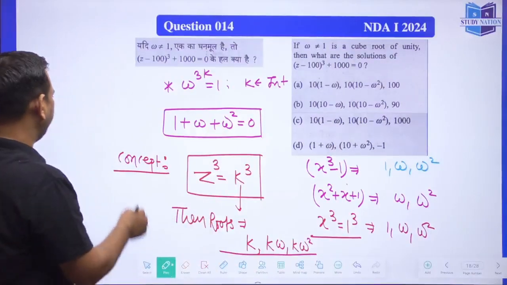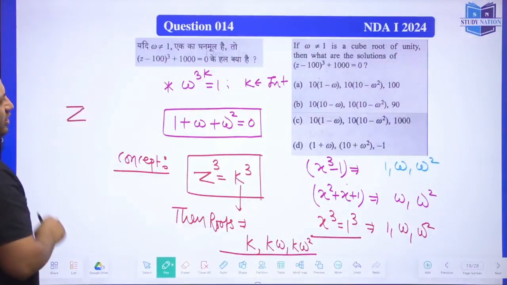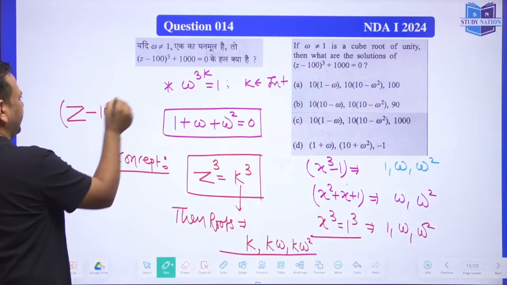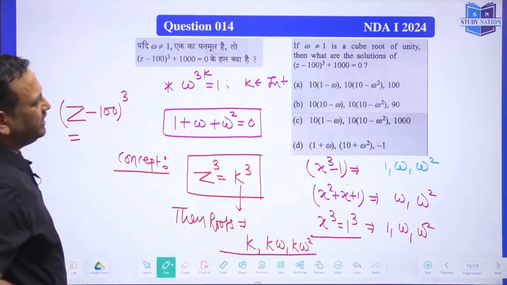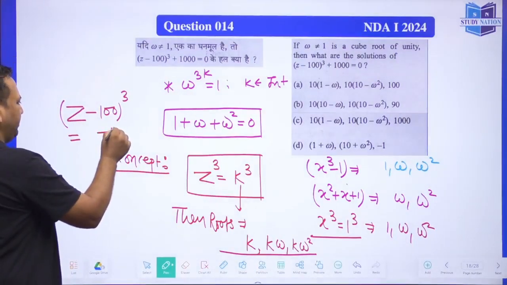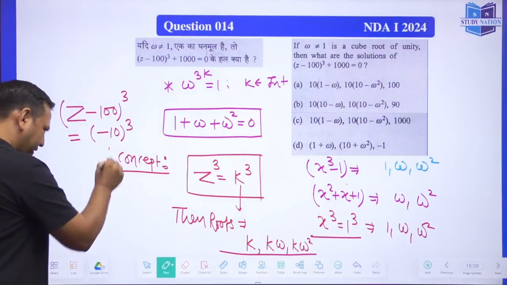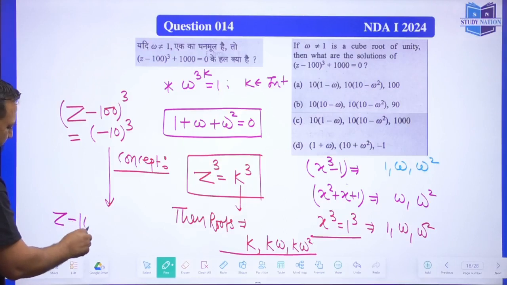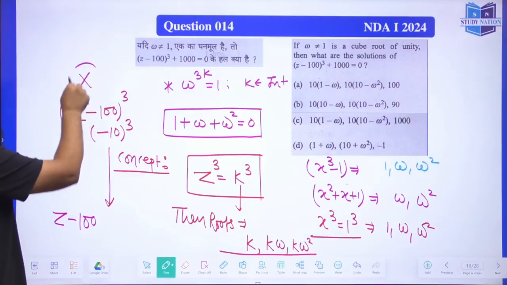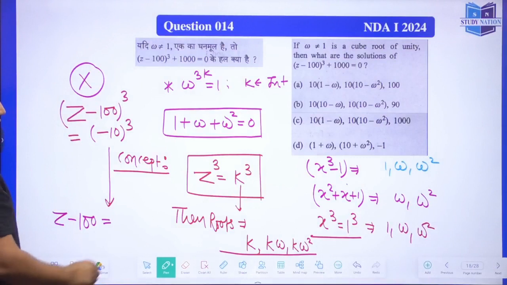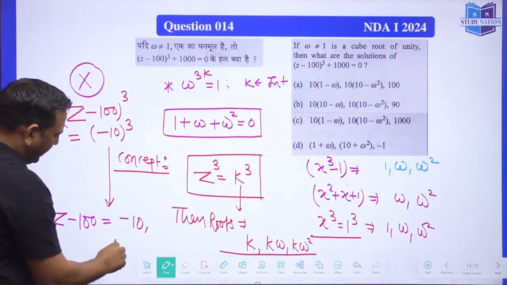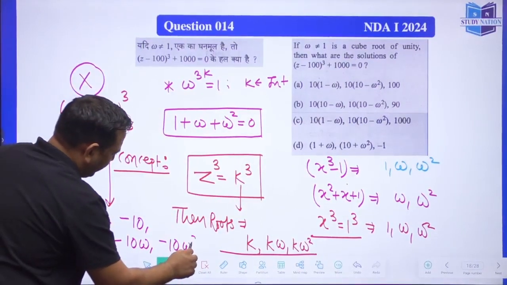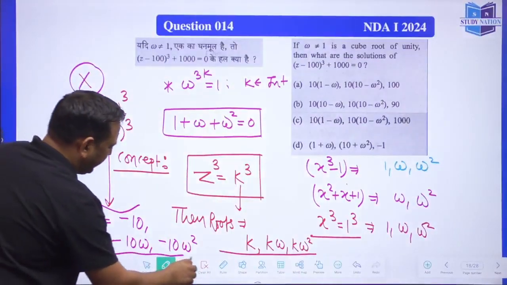So let's see what the equation is. It is written as (z minus 100) raised to power 3 is given as minus 1000, that is, minus 10 raised to power 3. Using the concept, z minus 100 is your x. So the roots would be minus 10, minus 10 omega, and minus 10 omega square. These are the three roots.